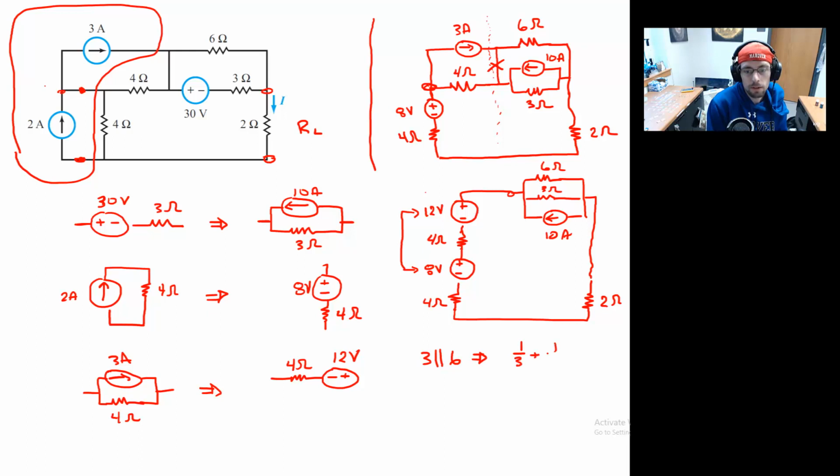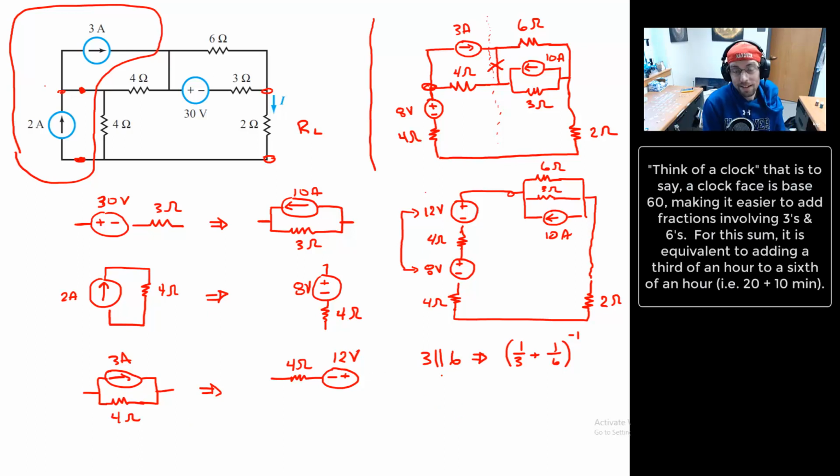So 1/3 plus 1/6, and to the -1. Well, let's see. Sorry, this one I always like to think of a clock, right? 20/60ths and 10/60ths gives me 30/60ths, or 1/2. So this whole rigmarole is going to be equal to 1/2. And of course, 1/2 to the -1. So at the end of the day, we get 2 ohms.